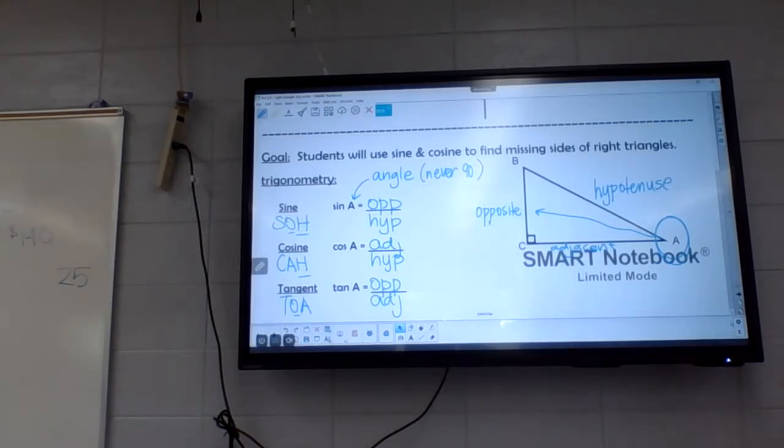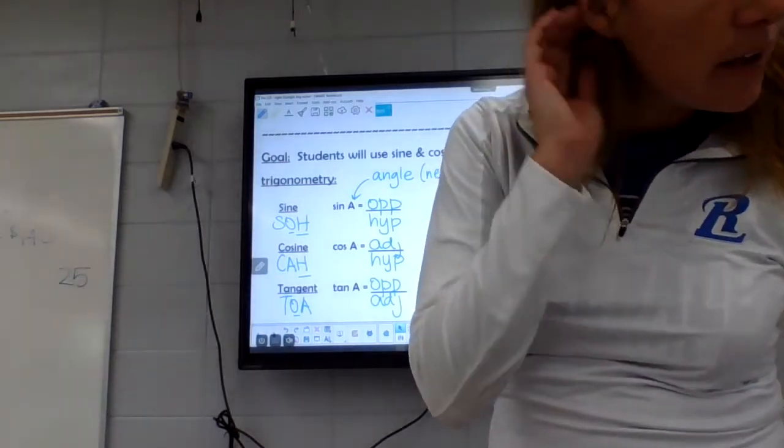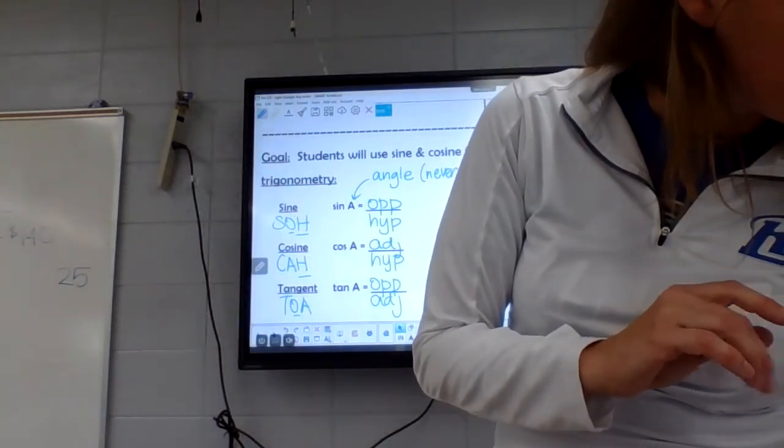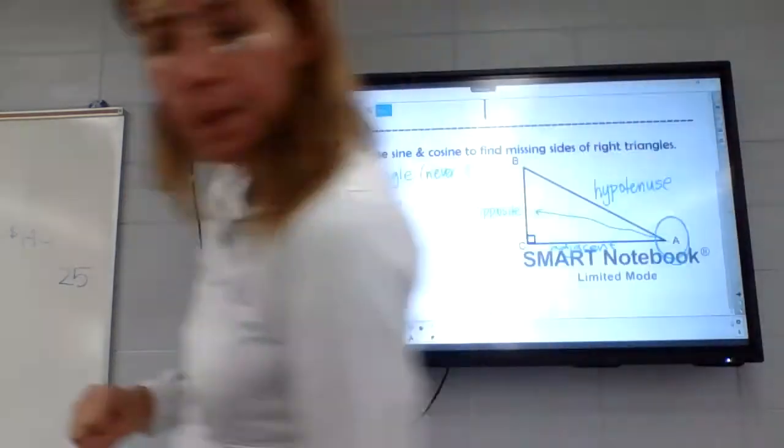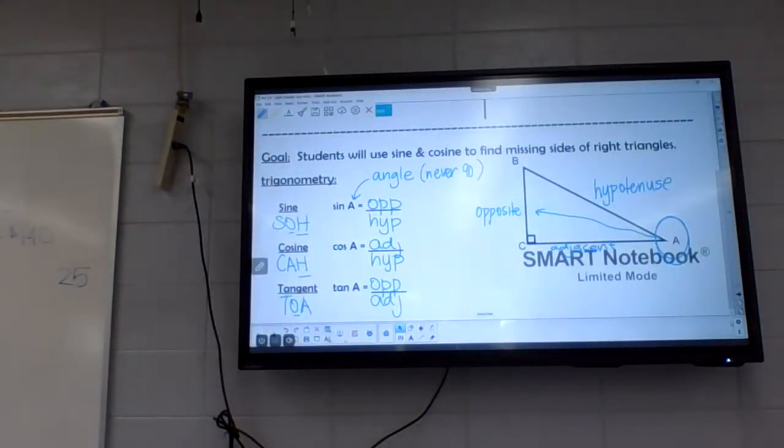So the first few problems here, like I said, we'll probably just do a little bit of this. I might just do up to example 4 if we have time. Just solving for the sides. So we're going to use SOHCAHTOA to set these up.